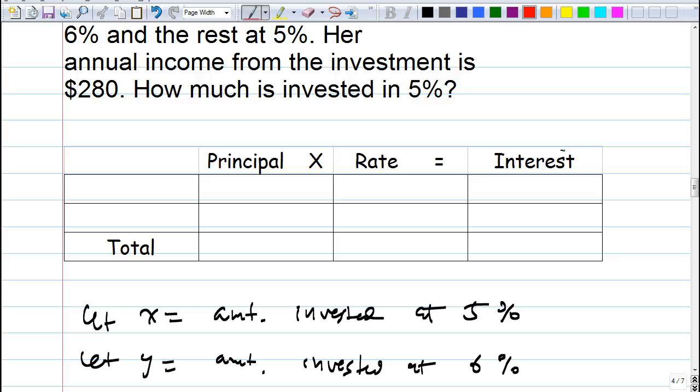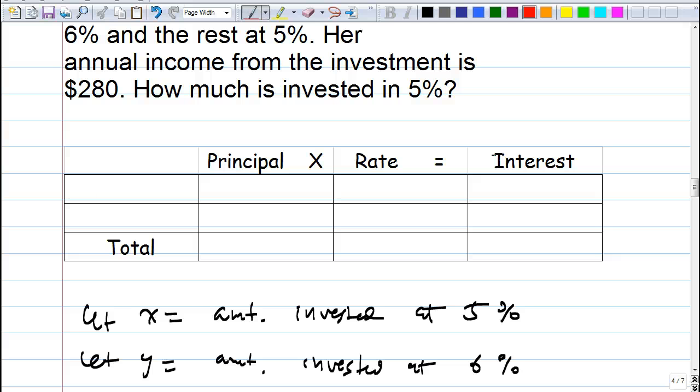Now, look at the chart. This chart, we're used to this kind of chart, aren't we? By the way, what's principal? What do they mean by principal? Yes. How much they invested. So another word for how much they invested is called principal, and interest is how much they, of course, made from that investment. Does that make sense? So go ahead and fill out this chart.